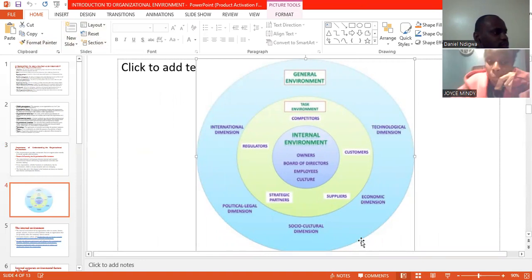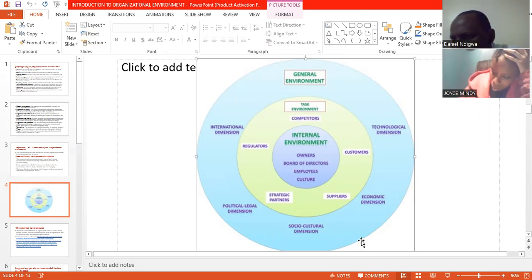So this is a form of environment where we have the inner core, which talks about the internal environment. And here we are looking at the internal environment where we have the owner of the business, and the owner is the one who brings finances or capital to the business. We also have the board of directors, and these are the decision makers who make critical decisions within the organization. Then we have the employees. Employees are the driving force behind the business success, and they are always treated as internal customers.